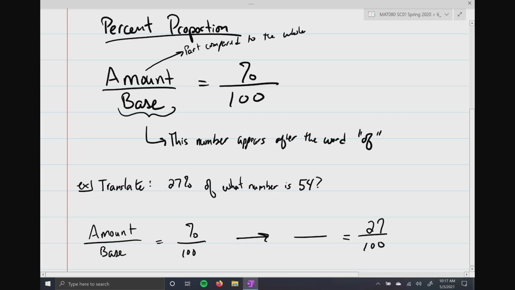Now I see the word of. I'm going to underline it. The thing directly to the right is going to be the base. Now, this says of what number? Since I don't know the number, the base will be X. And then the last number that we see, 54, is the amount. It's the only place it can go. And that's how you set up the percent proportion. All right? That's how you set it up. So I'm going to give you one to do now.